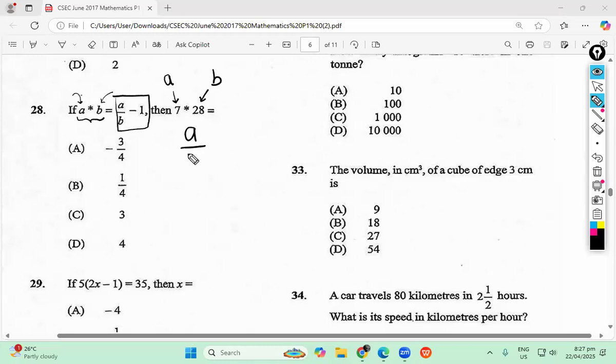So the equation they give you is A over B minus 1. They said pretend A is 7. Pretend B is 28, minus 1. 7 over 28 is a quarter. A quarter minus 1 is minus 3/4, because 1 is larger than a quarter. So if you take a quarter and minus 1, you will get minus 3/4. Right? The binary operations is not a difficult topic, and the questions don't really come too hard.